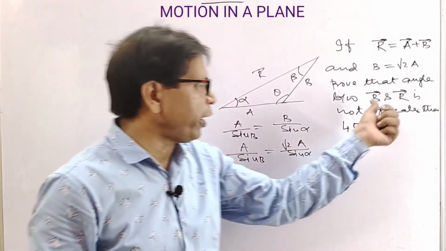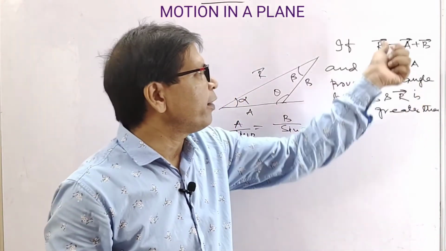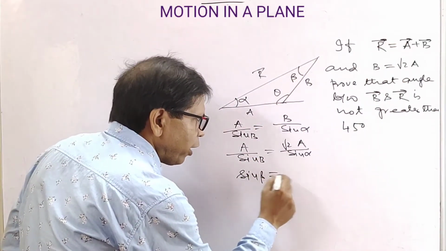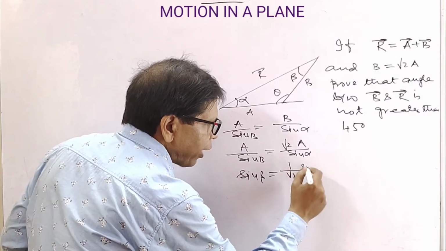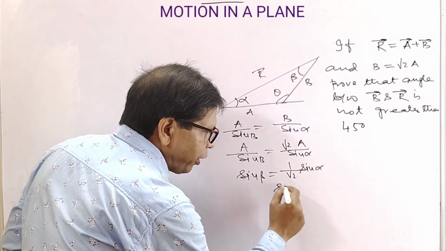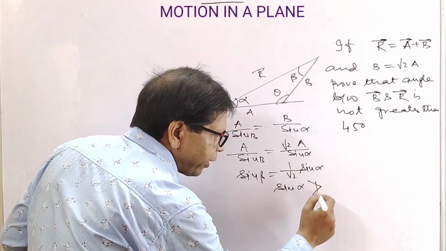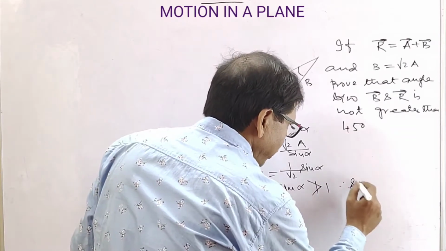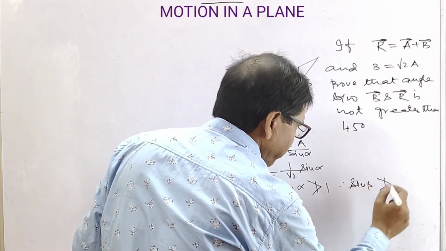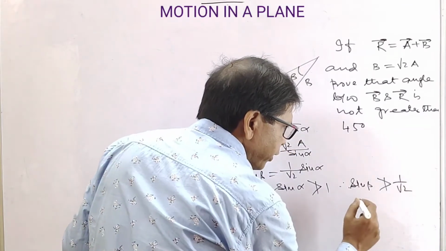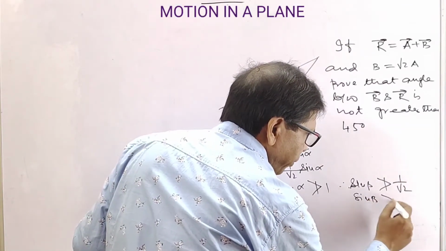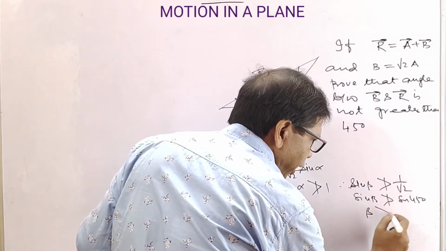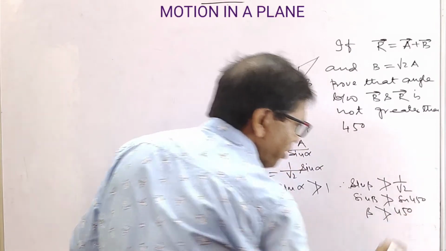Now we have to calculate the angle between B and R, that is beta. Look at this, sine beta is equal to 1 by root 2 sine alpha. Now sine alpha can never be greater than 1, therefore sine beta can never be greater than 1 by root 2. Therefore sine beta can never be greater than sine 45 degree, therefore beta can never be greater than 45 degree.